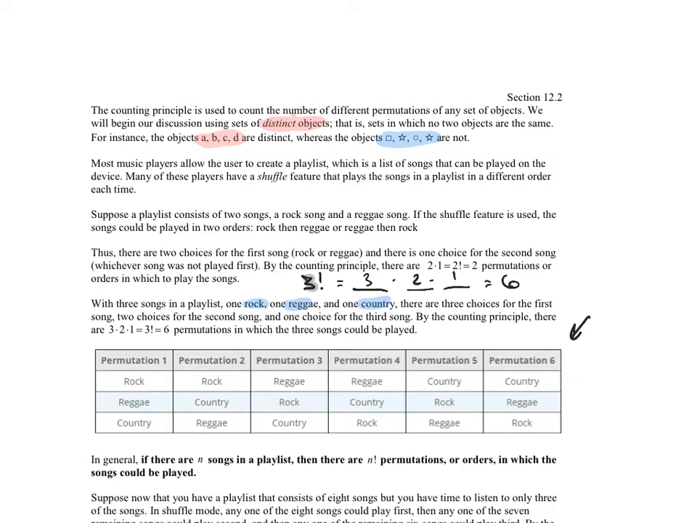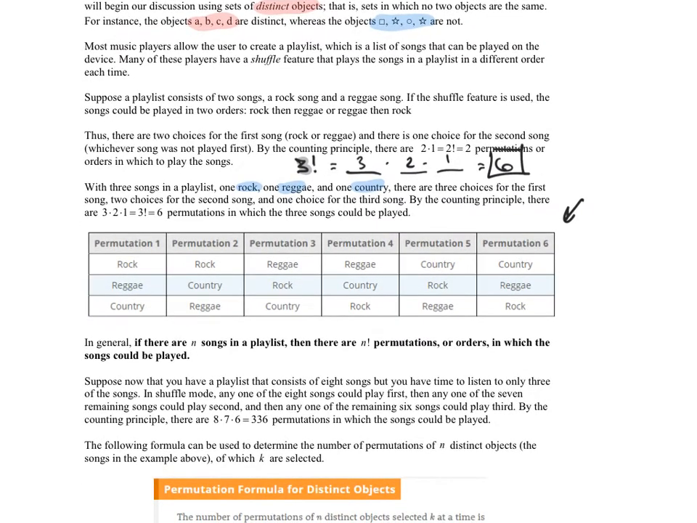Again, there's 2 separate questions: how many total are there versus what are they? One of them gives you just the total number of options, and one of them gives you all the options. This chart gives us all the options. So, in general, if there are n songs to play, there are n factorial permutations to play them. That's what this sentence says right here. There's n songs, you have n factorial ways that you can play them. Again, no repetition is allowed on these songs right here.